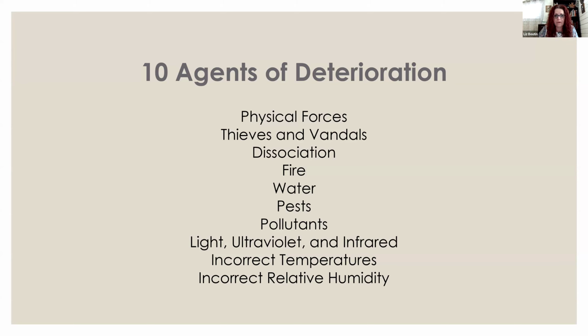And I'm going to go over a quick overview of the 10 agents of deterioration. This could be a whole other topic for another Museum Musings in itself. So we have physical forces, thieves and vandals, dissociation, fire, water, pests, pollutants, light (ultraviolet and infrared), incorrect temperatures, and incorrect relative humidity. So, examples.